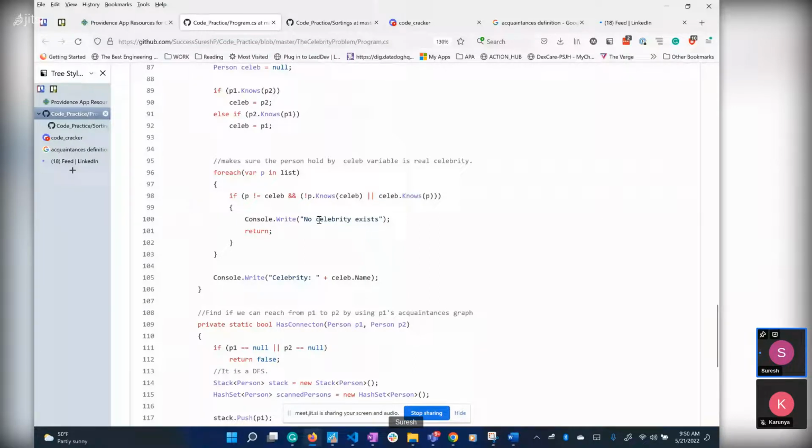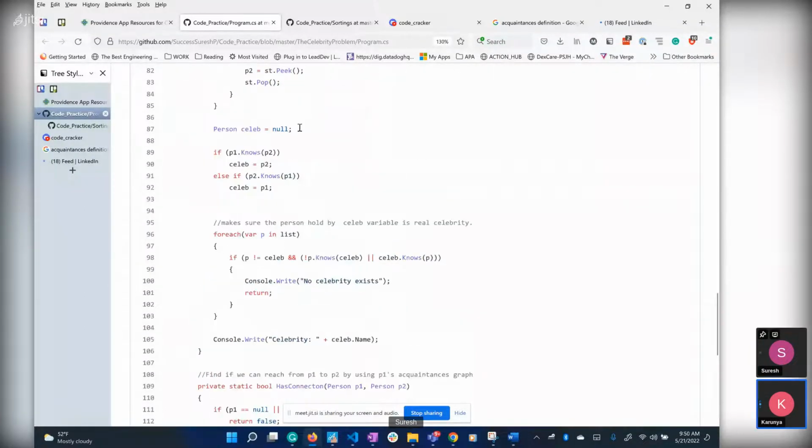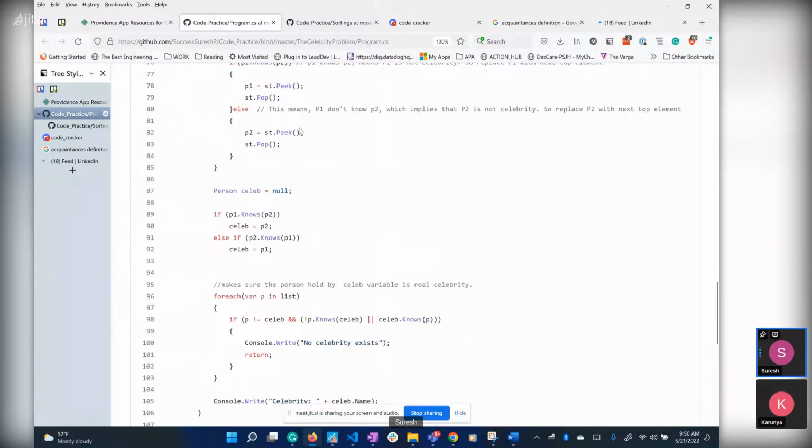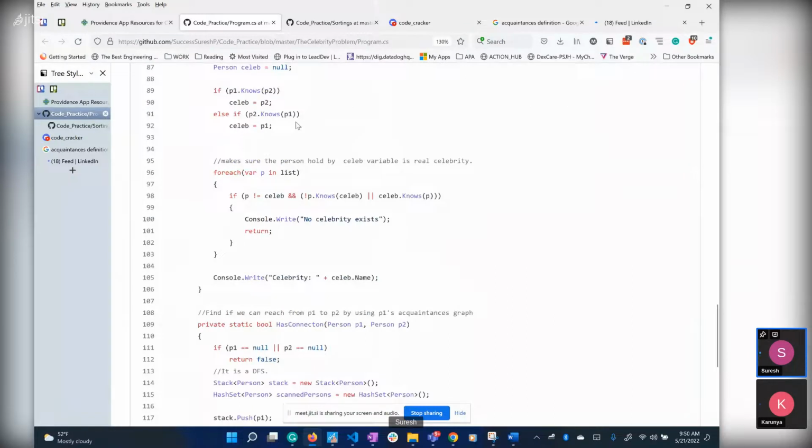We need to understand this condition very carefully. So finally, if you are able to finish this loop completely without entering this condition, that means the celebrity is the actual celebrity. This is the real celebrity that you found in this algorithm. This is complex, but very interesting.